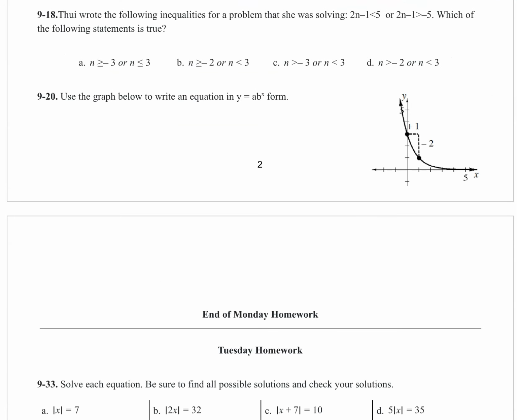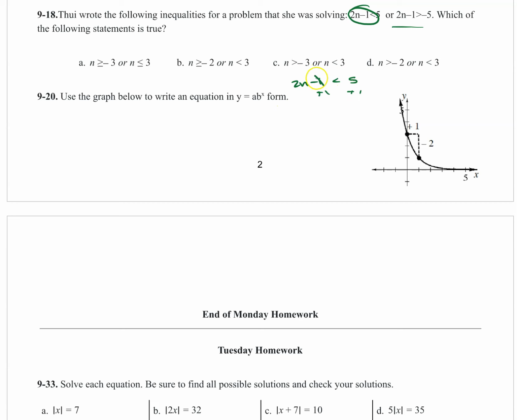9-18. Tui wrote the following inequalities for a problem that she was solving. 2n minus 1 less than 5 or 2n minus 1 greater than -5. Which of the following statements is true? I'll solve this first one, you can solve the other one. So we have 2n minus 1 less than 5.